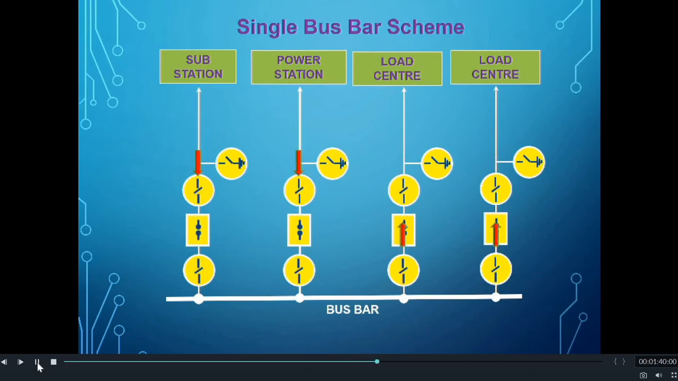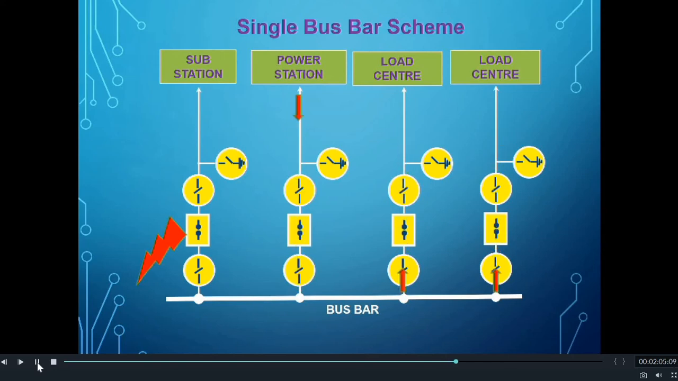Now let us see how it works during a fault condition. Suppose there is a fault in feeder 1. Because of the fault in feeder 1, the circuit breaker in feeder 1 will open and the feeder will no more be in service. But we can see the other feeders, feeder 2, 3 and 4, will work normally and they will keep on in service.